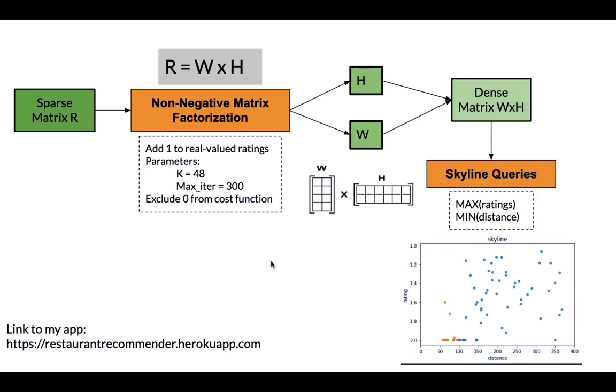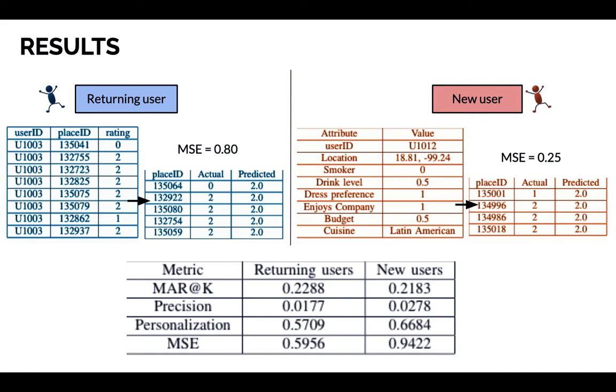To test the model's performance, we randomly chose a returning user, and we calculated the mean squared error to be 0.8, and the mean squared error for this new user is 0.25. The overall mean average recall at K for returning users is 0.2288. This indicates that the restaurants rated highly by the user are in the first 20 recommendations only 22.8% of the time, and 21.83% of the time for new users.